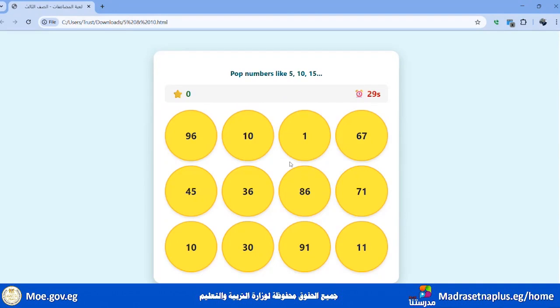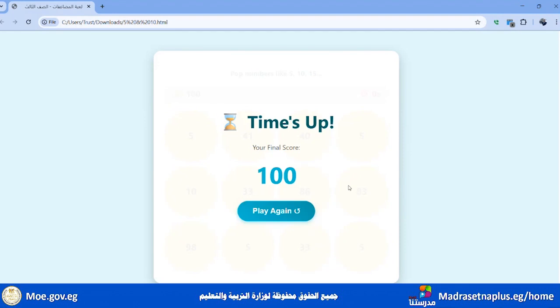Let's play. We have 20 seconds to get our score. Pop numbers like 5, 10, 15. This is called the multiples of 5. Let's start. 51? No. Let's go. 10, yes. 55, yes. 15, yes. 40, yes. 35, yes. Yeah, we got 100 score.